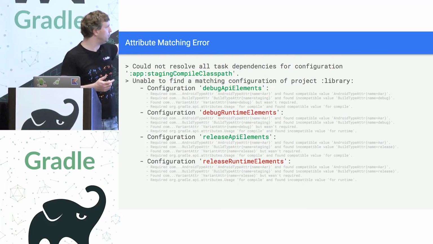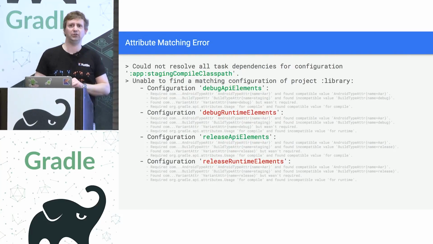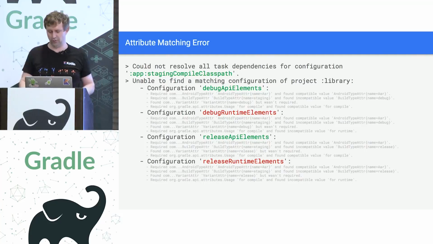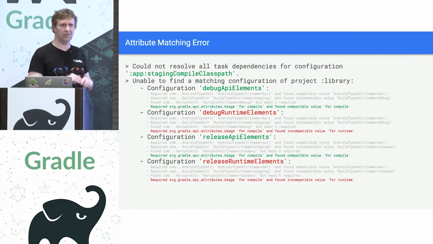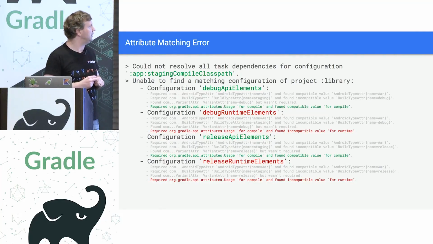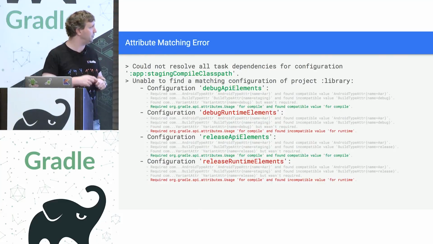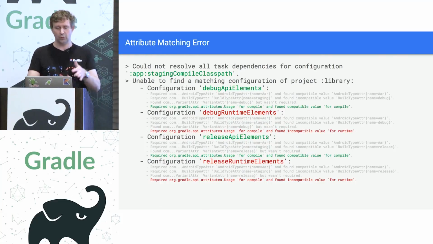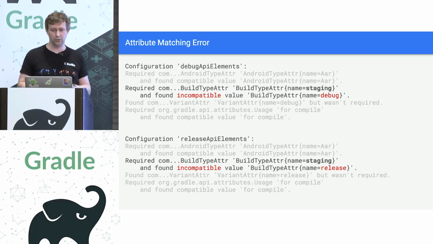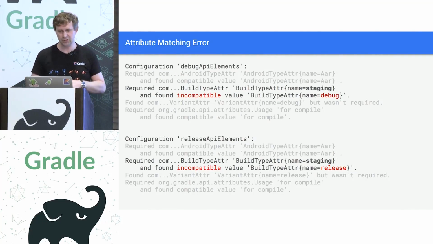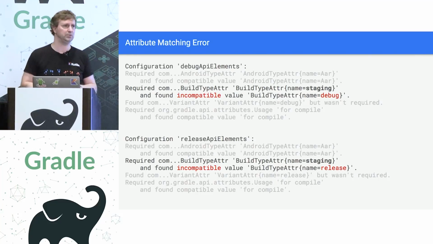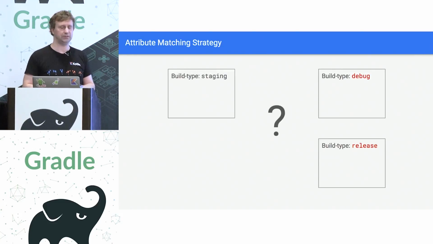And so here it's normal that debug runtime and release runtime elements are not compatible, so you can kind of ignore them. In fact, if you look, there's an internal attribute set up by Gradle that's like usage. That is set, one says compile and you ask for compile, and the other one you ask for compile, but it found runtime, and so it doesn't work. So we can kind of ignore those two. And then if we look at the other, basically it tells you, right, for build type attribute, you asked for staging and you found debug or release, so it's not compatible. OK, so how do we fix it?